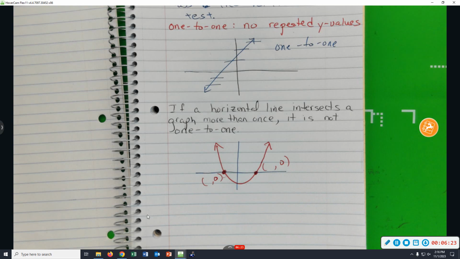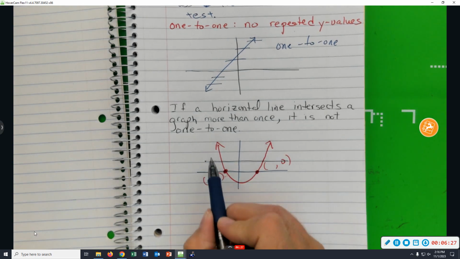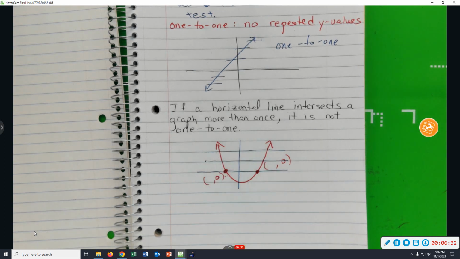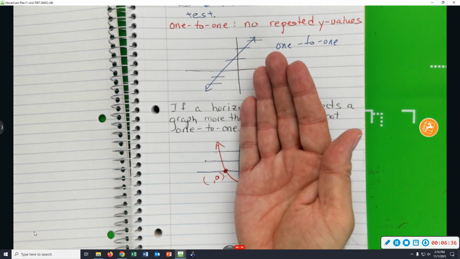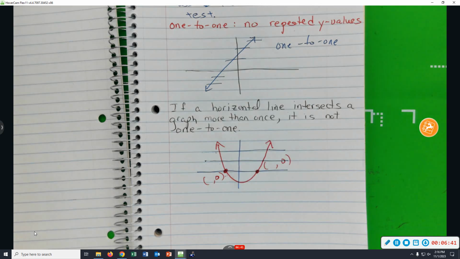And so wherever a horizontal line intersects a graph more than once, you have repeated y's. But notice, what about half a parabola? Would that be one-to-one? Yes. If it were just half a parabola, then it'd be one-to-one.